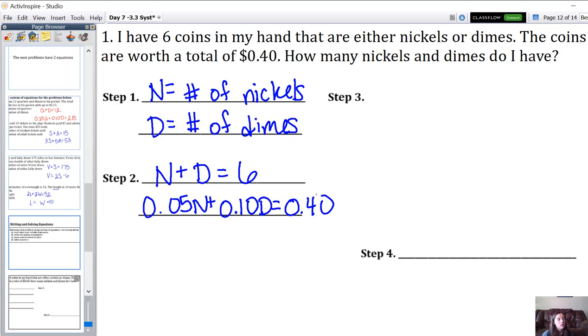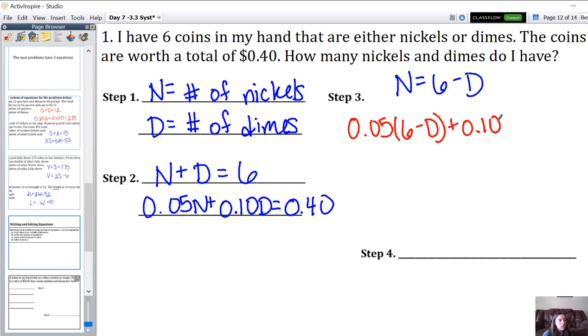I'm going to use substitution because in this first equation, I already have variables that have a coefficient of 1. Since they both have a coefficient of 1, it doesn't matter which one we solve for. I'm just going to go with N. So if I solve for N, that would mean I'm subtracting D. So then we have N equals 6 minus D. And then we're going to substitute that in for the other N in the other equation. So when we substitute that in, we have 0.05 times N, which is 6 minus D, plus 0.10D equal to 0.40.